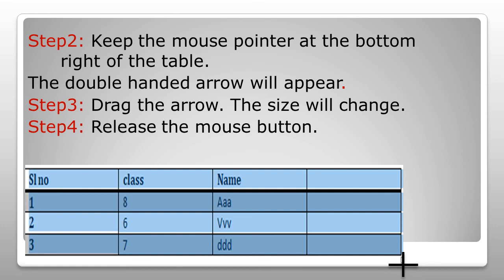Step 4. Release the mouse pointer. Afterwards, you need to leave the mouse pointer. The new size of the table will appear on the screen. As shown in the picture, it will come like this. It will change the size.